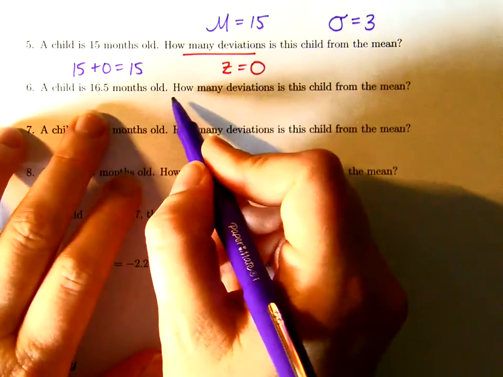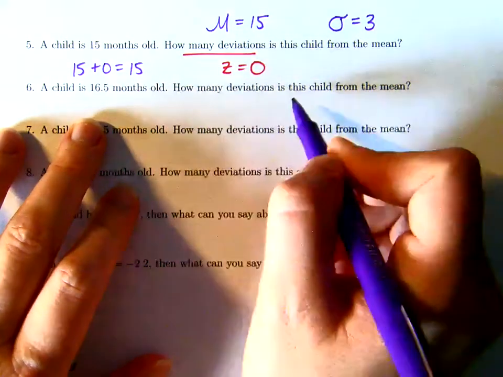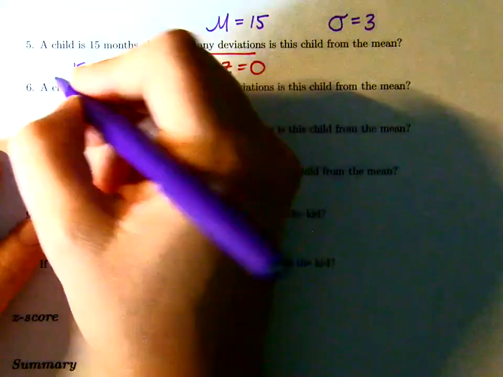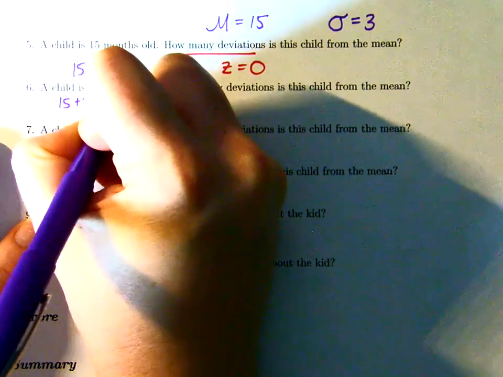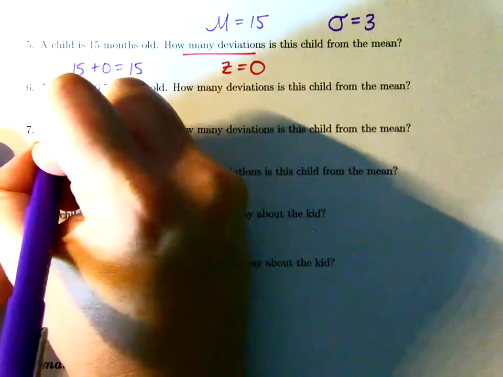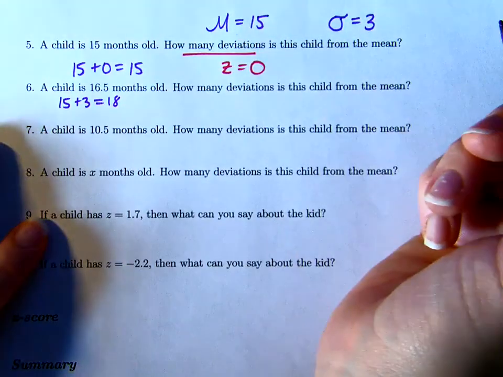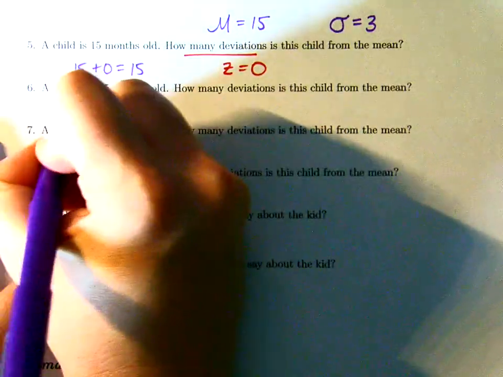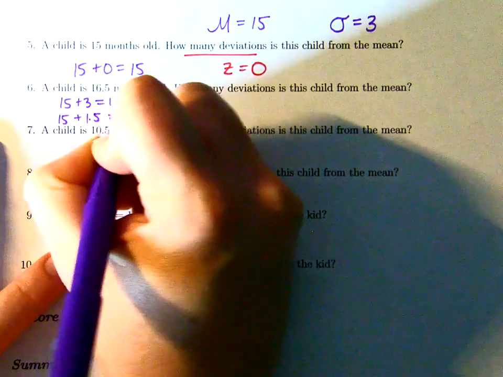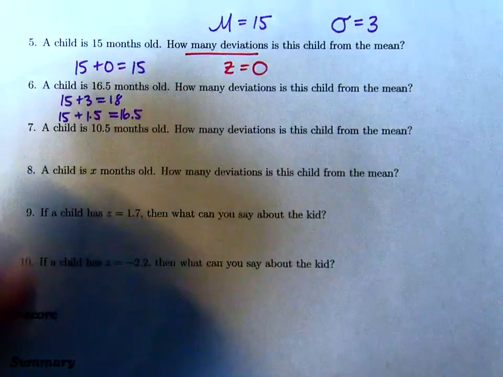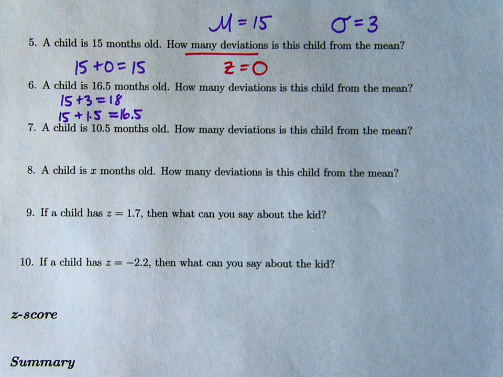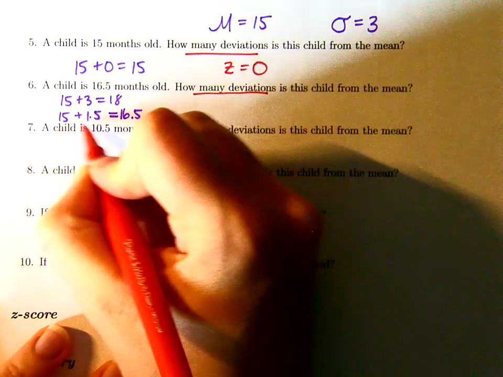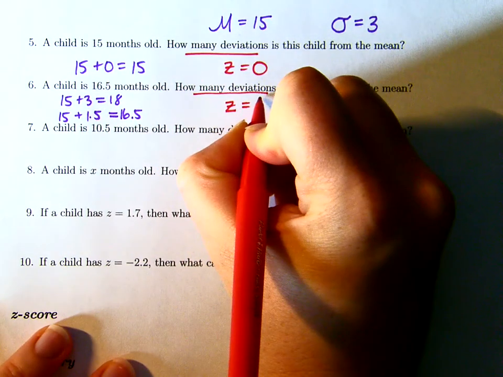A child is 16.5 months old. Ooh, how many deviations? Well, not a complete one, because 15 plus 3 makes 18. That's too much. 15 plus 0 makes 15. But what's a half? A half of 3 is 1.5, and that would give us 16.5 months old. So how many deviations is this child? Well, half. A half of a deviation.